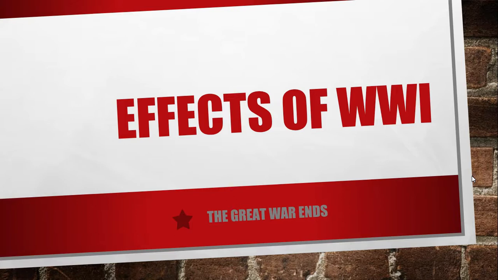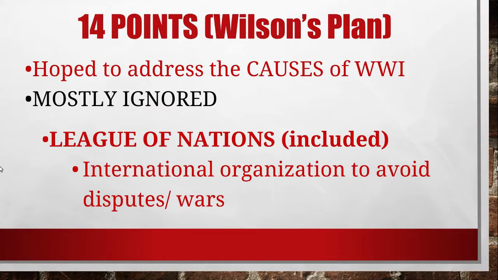Talk about the effects of World War I as the Great War comes to an end. First of all, President Woodrow Wilson had a plan for peace called the 14 Points. His hope was to address the causes of World War I. Unfortunately, it was mostly ignored.